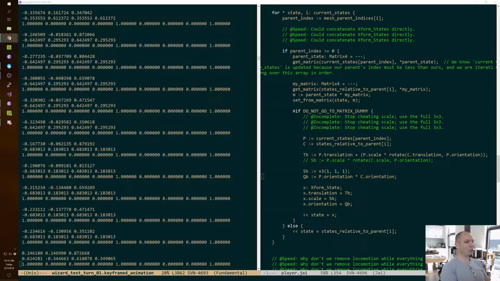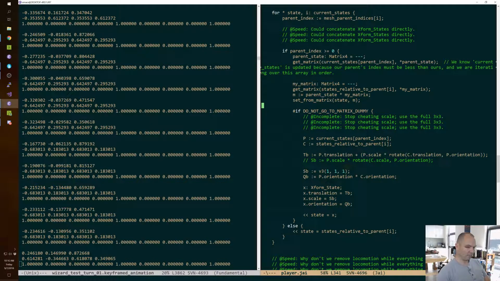So there's two orthogonal tasks that we're going to do. And I think we may just do one of them today and then the other one later. So one of them is just getting this path turned on. This do not go to matrix dummy is turned off right now. Getting this path turned on so that we can combine these X-form states together without going to a 4x4 and back and doing all that ugly stuff. And then we can get rid of this and maybe some of those helper functions down below, and that'll be nice. We should be able to do that independently of anything else.